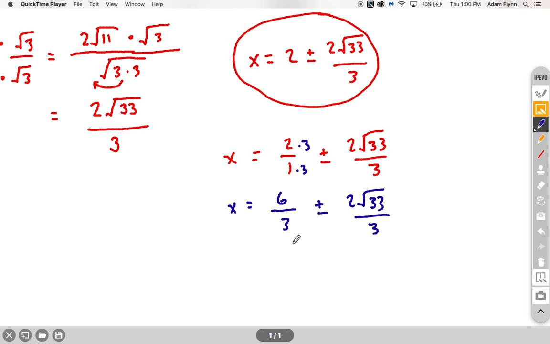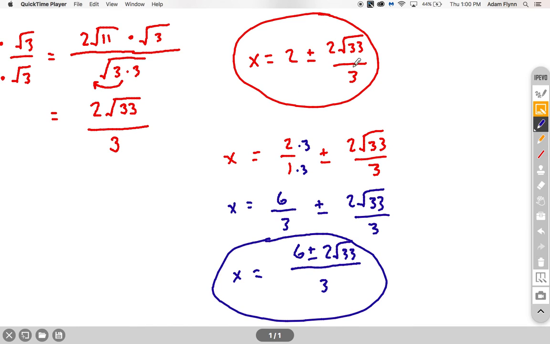Okay? So the last step here, we've got 2 fractions: 6 over 3 and 2 square root of 33 over 3. What the answer key did is they just set it as one fraction. They kind of combined these 2 things together. So in the numerator, it has 6 that I got from this fraction, plus or minus 2 square root of 33, all over just one 3 here.